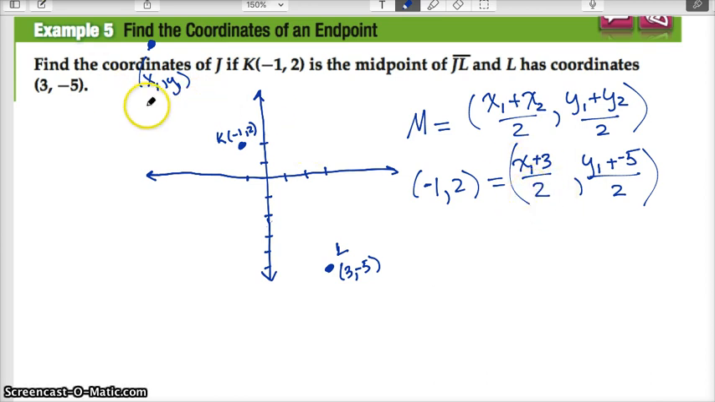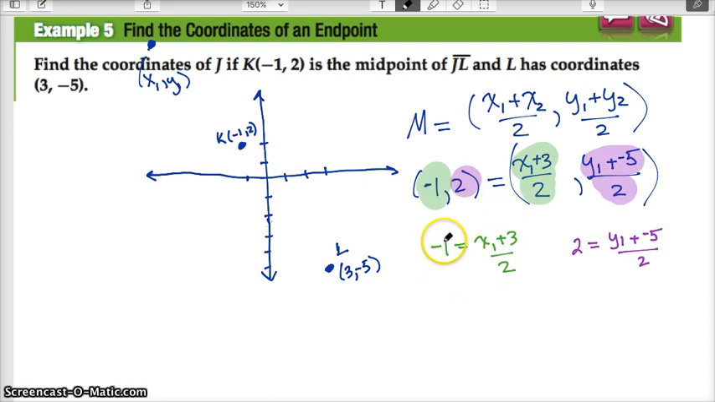And now we're going to apply the midpoint formula to that. So x sub 1 plus 3 over 2 is going to give me this value, -1. And y sub 1 plus -5, divided by 2 is going to give me 2. This gives me two equations. Let's solve those. So the two equations that I get would be written here, and I tried to use a little bit of color coding to help us follow through.